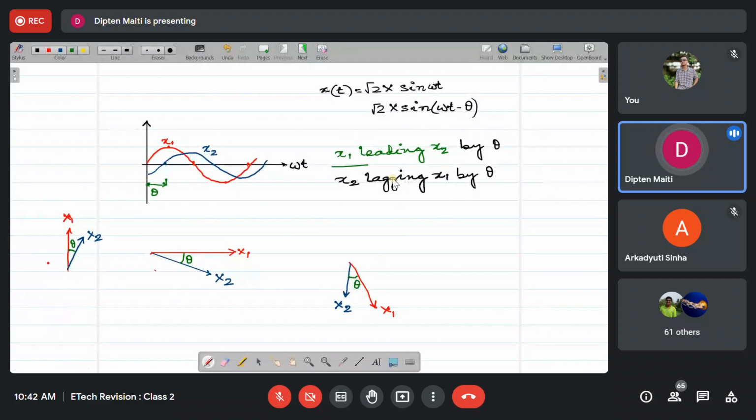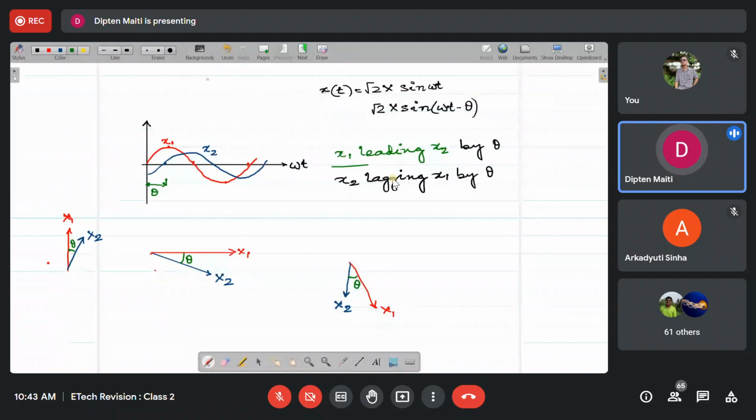This is x2, and their phase angle relationship is theta. So all of them are the same representation. All of them represent the relationship between the sine waves x1(t) and x2(t), or the sinusoidal quantities small x1 and small x2.